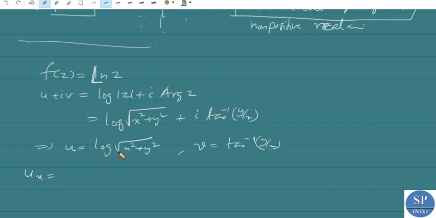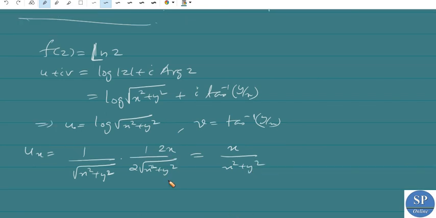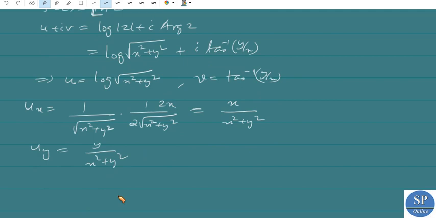Partial derivative of u with respect to x, where u is log of square root of x square plus y square, is 1 by square root of x square plus y square into the derivative of square root of x square plus y square. This is 1 by 2 into square root of x square plus y square by chain rule, into the derivative of x square plus y square with respect to x, that is 2x. So cancelling 2, we get ux equal to x by x square plus y square. Similarly, uy, the partial derivative of u with respect to y, is y by x square plus y square. Okay, and now vx and vy.